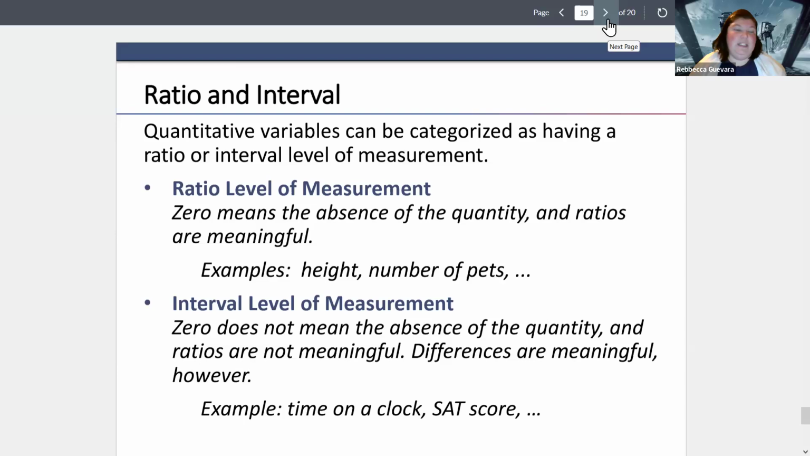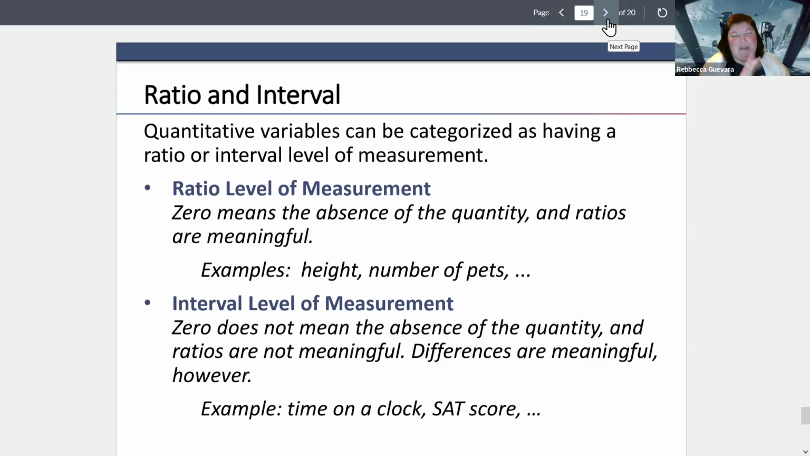The ratio measurement, this means that zero means that we have an absence of a quantity, and our ratios have a meaning to them. So an example would be like height. If something has a height of 0, then it has no height. It basically doesn't exist. If your number of pets is 0, then you have 0 pets. So things that have natural zeros would be considered a ratio measurement. So for the most part, you're going to have ratio measurements.